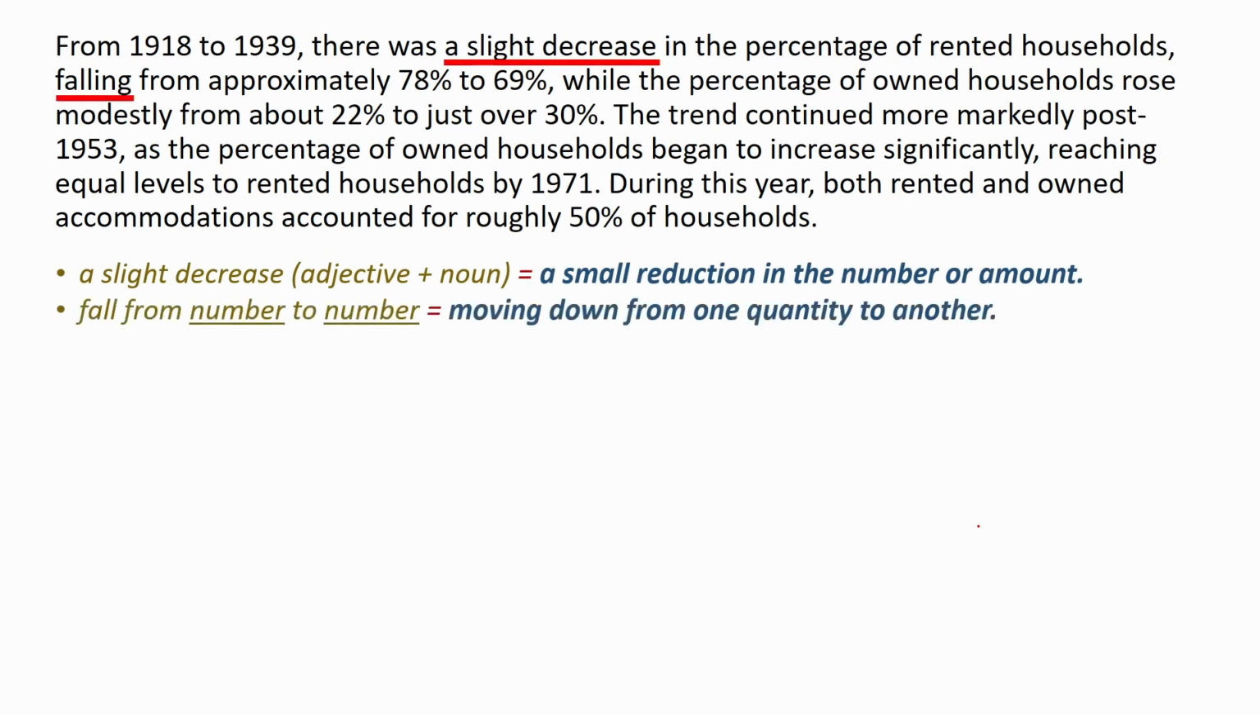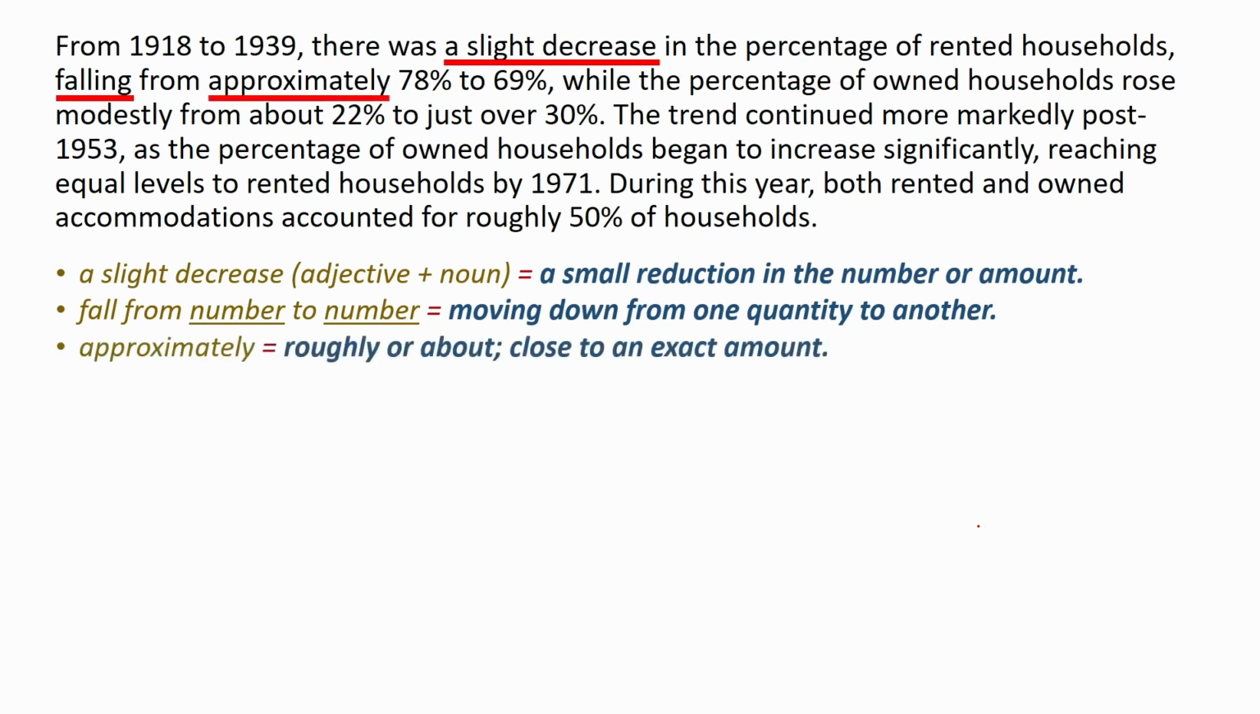Here we have fall from 78% to 69%. This one is a very useful phrase. Moving down from one quantity to another. Approximately, roughly, or about, close to an exact amount. Rose modestly. So this is the second combination. Verb plus adverb. You need to use both of them, both adjective plus noun and verb plus adverb, to give variety to your writing. So this one means increased slightly.